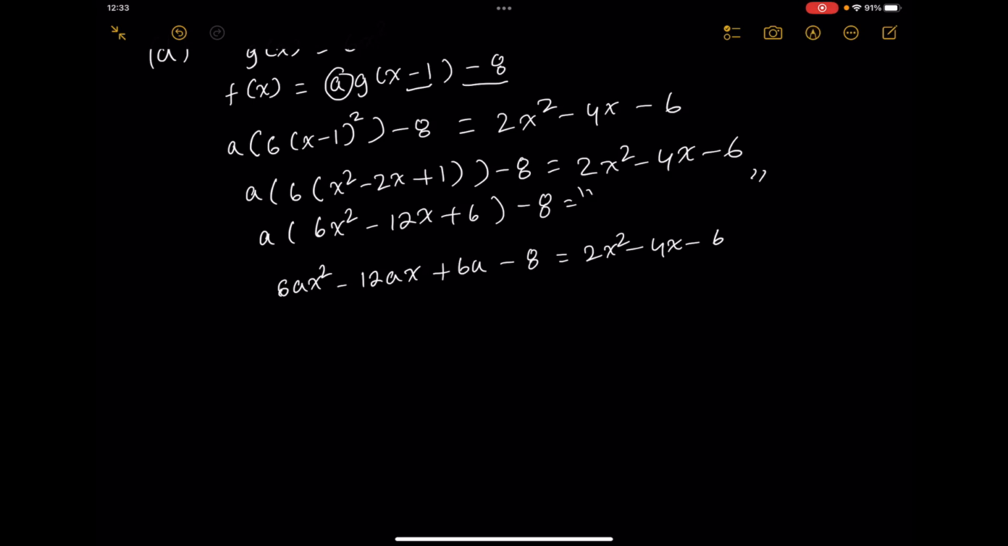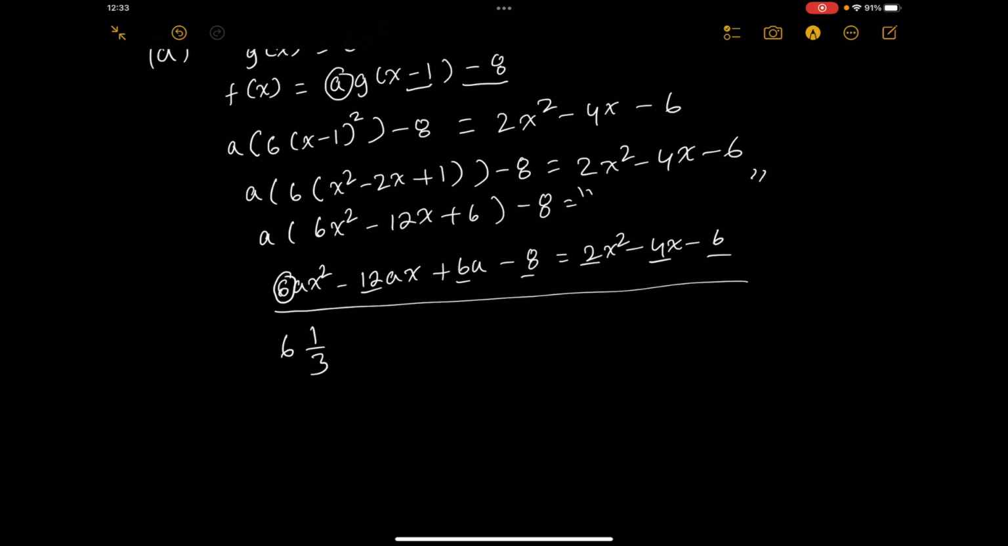Now this line might seem intimidating, but from here we can actually use quick mental math to figure out the solution. So what multiplied into 6 gives us 2? What multiplied into 12 gives us 4? And what multiplied into 6 and after multiplication subtracting 8 gives us negative 6? So there's only one possible answer, which is 1 by 3.